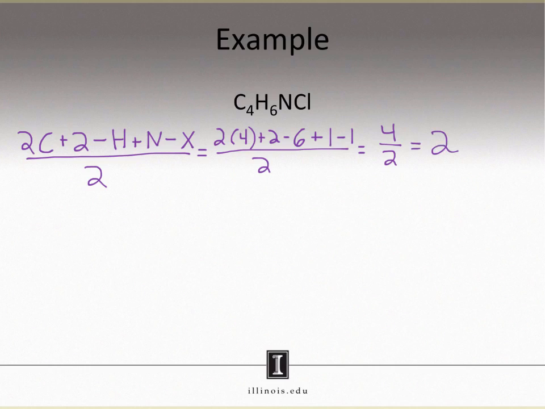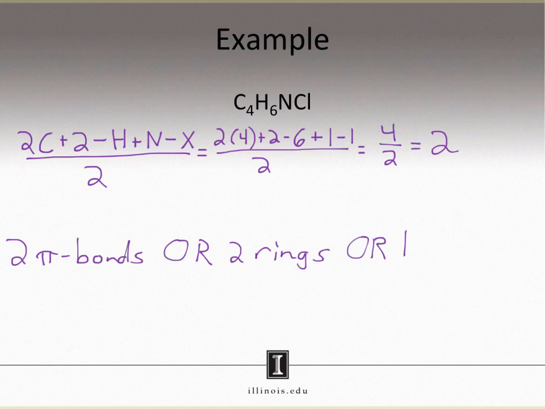What does that mean? That means we have either 2 pi bonds, or 2 rings, or 1 pi bond and 1 ring. How do we know which scenario is the correct one? From just the degrees of unsaturation, we don't. We have to use other spectroscopic information to help guide us there.